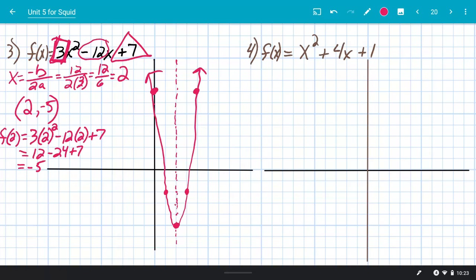Your homework is going to be these sheets up here, and it's going to be the odds on those, and I'll be giving those out in just a second, all right? Have a great day.